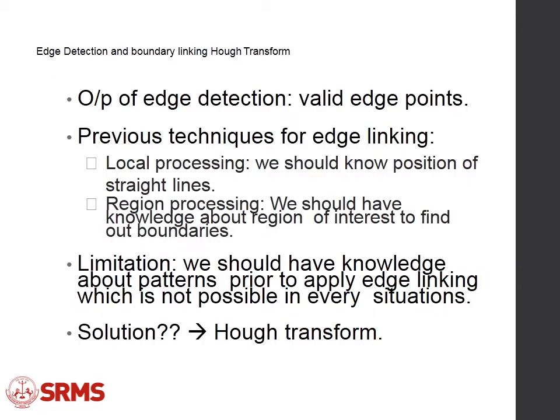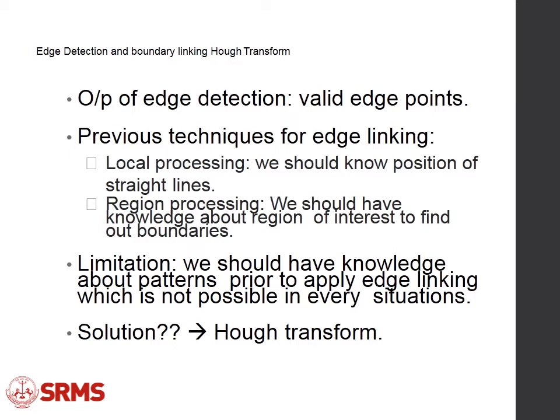Now, edge detection and boundary linking using the Hough transform. The output of edge detection gives valid edge points. Previous techniques for edge linking include local processing, where we should know the position of straight lines, and region processing, where we should have knowledge about the region of interest to find boundaries. What are the limitations or drawbacks of the previous or conventional edge detection? We should have knowledge about patterns prior to applying edge linking algorithms, which is not possible in every situation.